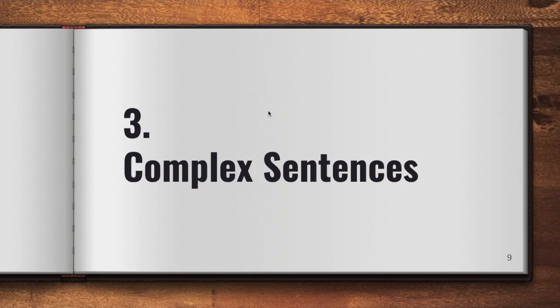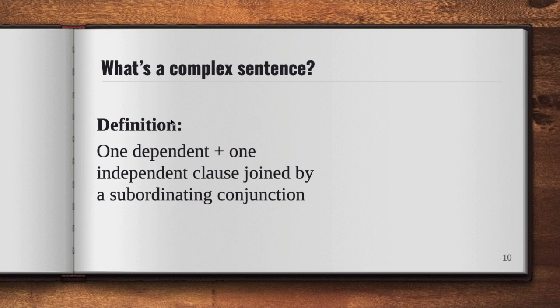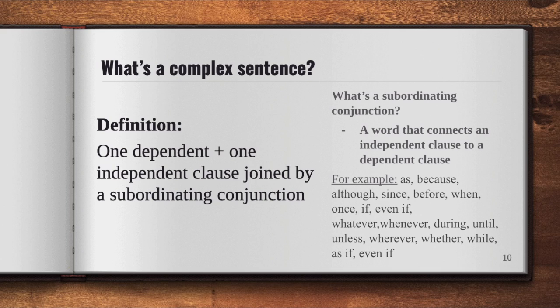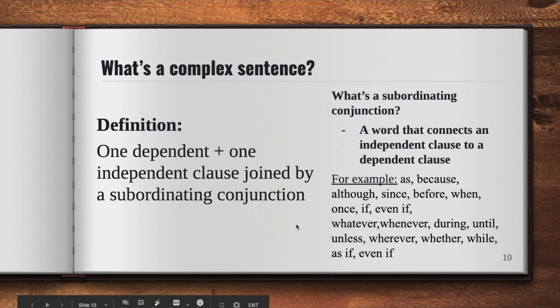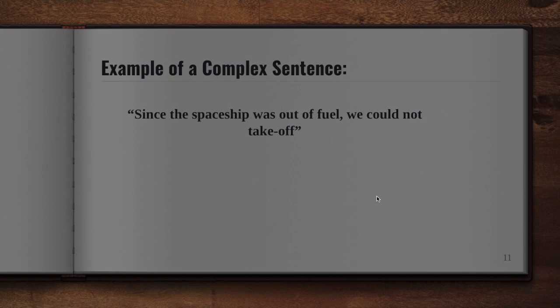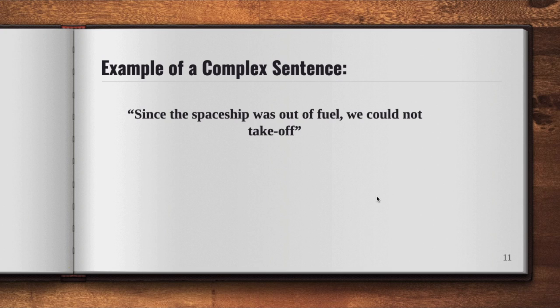Next, we have complex sentences, which have a similar format where it's one dependent clause, so one part that cannot stand alone, paired with an independent clause and a subordinating conjunction. On this slide, I have what a subordinating conjunction is: as, because, although, since, before, when, etc. As long as you have one of these in there, along with this formula, you're going to have a complex sentence. So, since the spaceship was out of fuel, we could not take off.